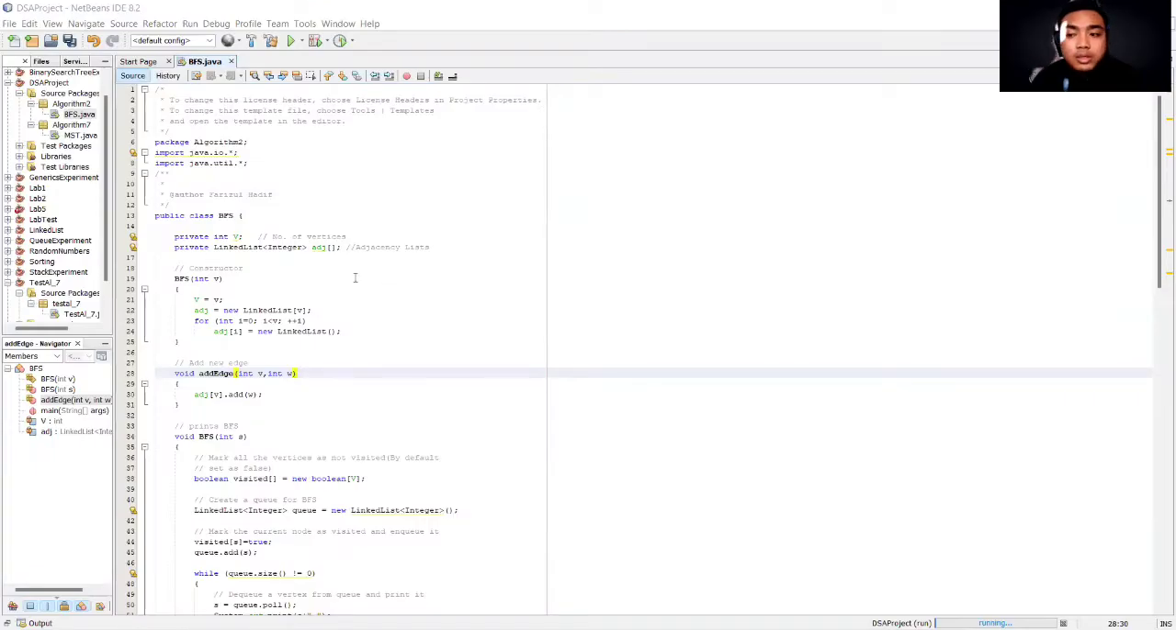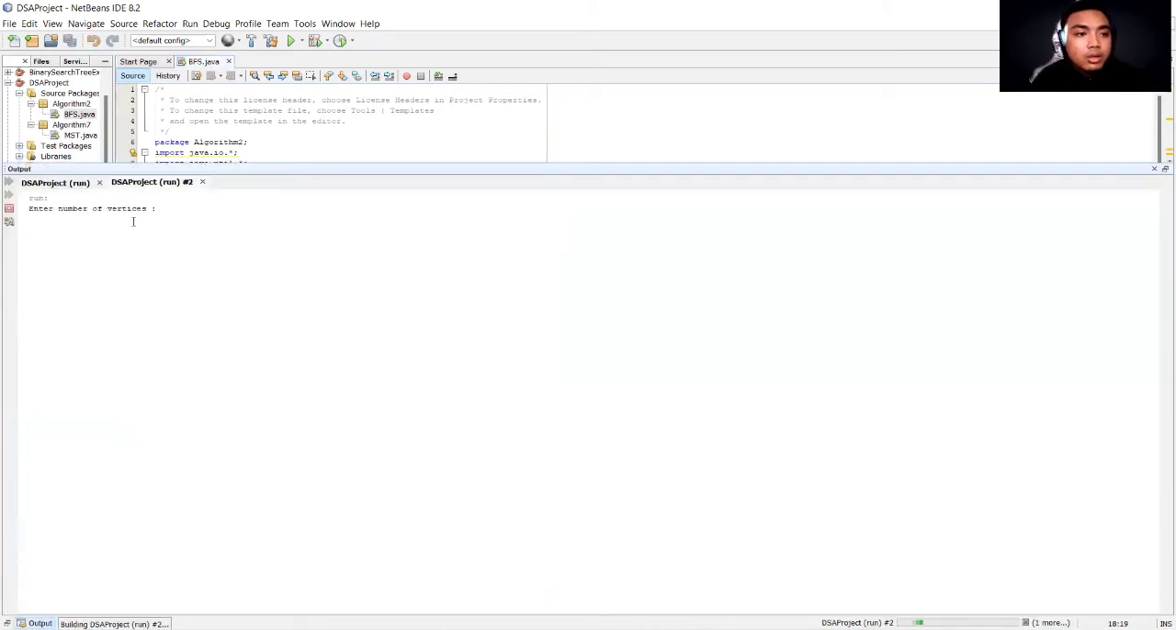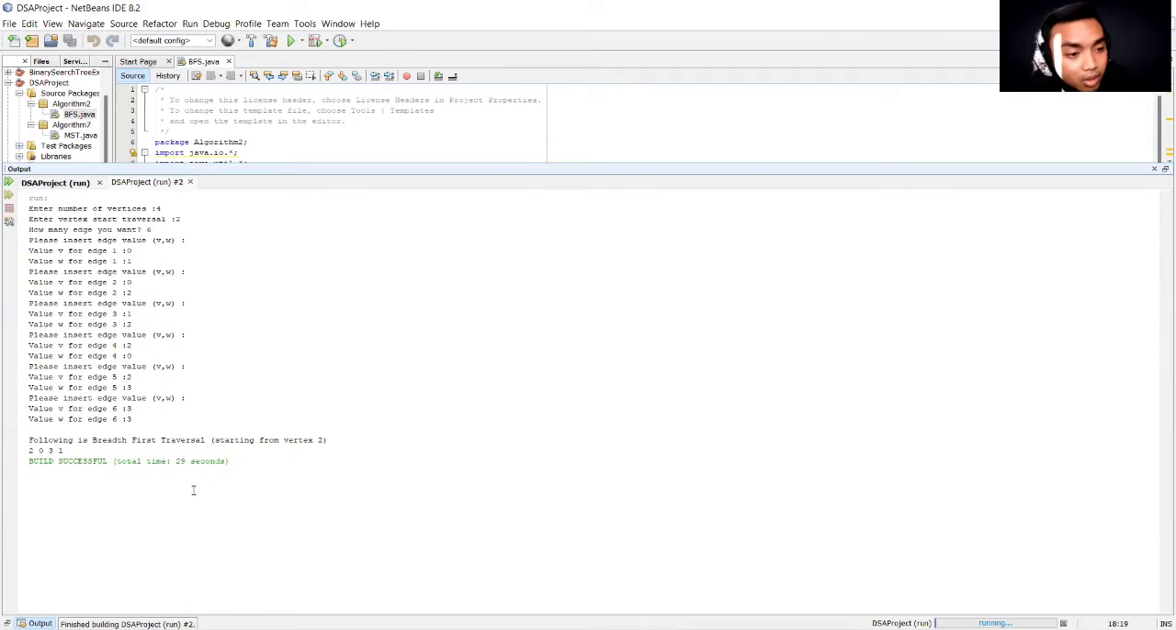Okay, so here is the code for the breadth first search algorithm. If I run this code, it will ask for user input, entering the number of vertices. The number of vertices is 4, and the start traversal vertex is 2, and then the number of edges is 6. The edges are 0 1, 0 2, 1 2, 2 0, 2 3, and 3 3. So the final answer will be 2 0 3 1.